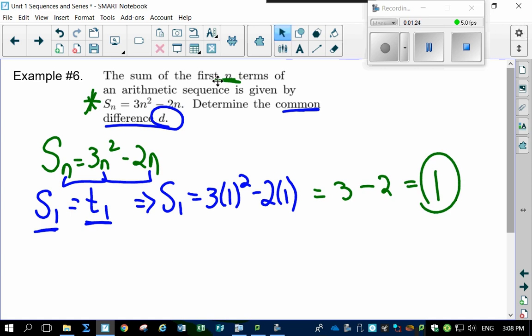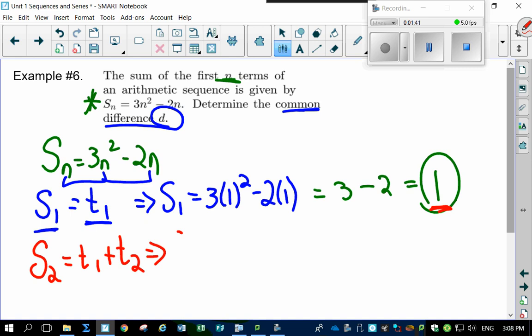Okay, well, let's take this one more step now. Let's go to S2. S2 is T1 plus T2. Well, I know what T1 is. I can easily find T2 if I need to. Oh, yeah, that'll be really simple. Watch. Find me the sum of the two terms first.